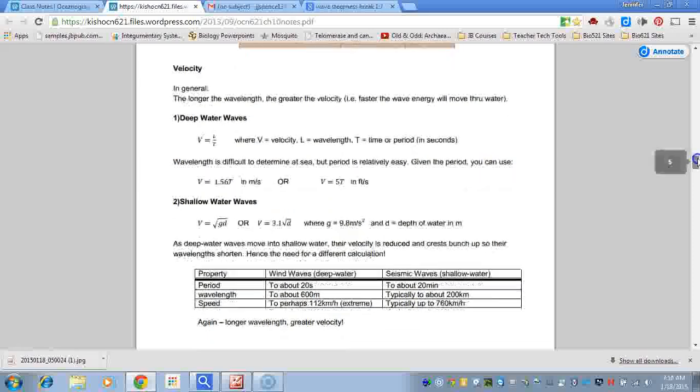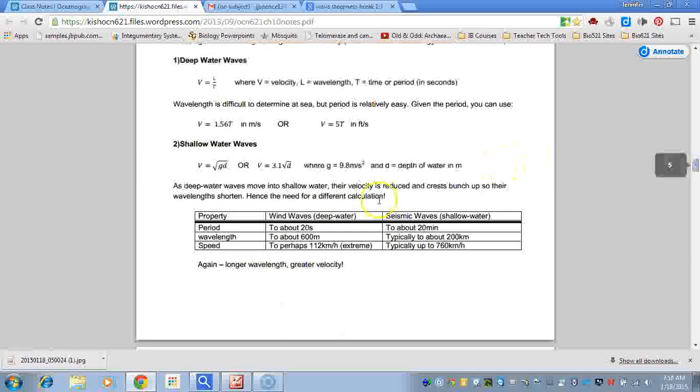Now it becomes a little trickier when we're talking shallow water waves, because as the deep water waves move into shallow water, their velocity is going to change because of that pull of the ocean floor. So their velocity and their wavelength start to change, so you have to use a different calculation. This is the formula you'd use instead. And g is acceleration due to gravity, so it's a known value. This is just simplified. If you took the square root of g, then it's approximately 3.1. So you could say velocity is 3.1 times the square root of d, and d is the depth of the water in meters. So it's relating the velocity to the depth, because as the water becomes shallower, it's going to affect the velocity.